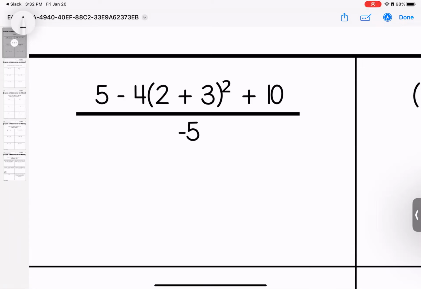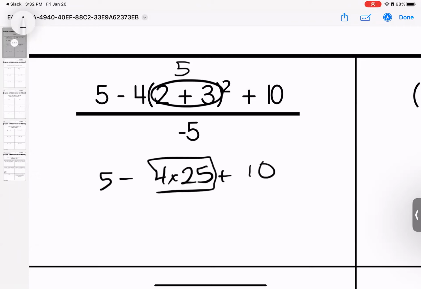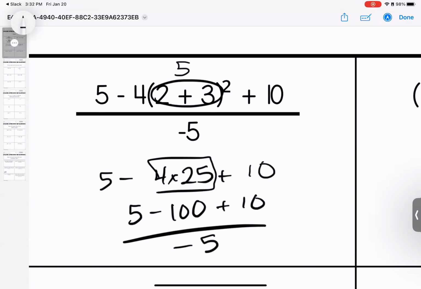So for this one, we would start with our parentheses. So 2 and 3 would give us 5. Then we are going to square it next because it's parentheses, then exponents. 5 squared would give us 25. Rewriting. Multiply 4 times 25 is 100. Don't forget our -5.